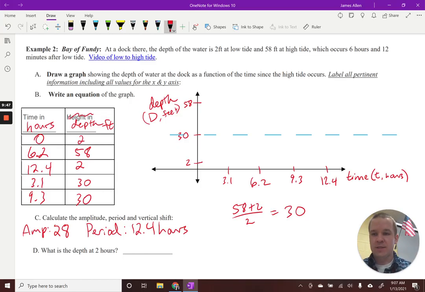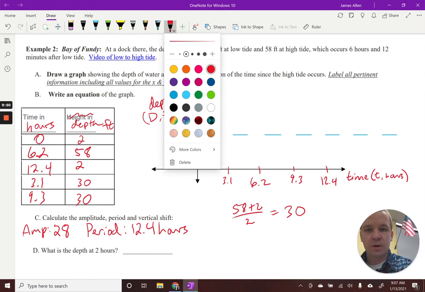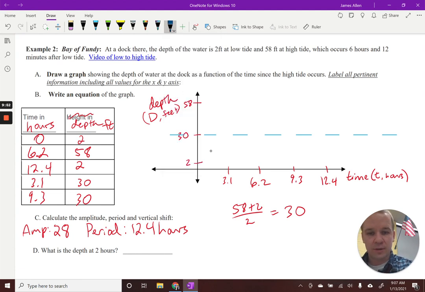Now, if I plot out my points, at 0, we were at 2. And I'm going to use blue here, the dark blue, because water and things. So at time 0, it was a depth of 2 feet, right, at low tide. Then 6 hours and 12 minutes later, or 6.2 hours later, it was at high tide, which was this point way up here. But as we know then, halfway through should be right there. And then down here at 9.3, and then back down to 2. So we're going to get our nice cosine graph.